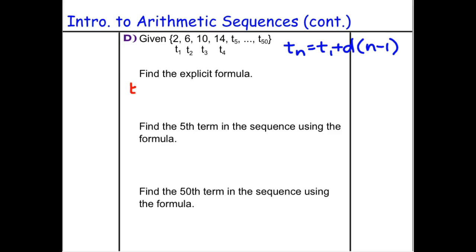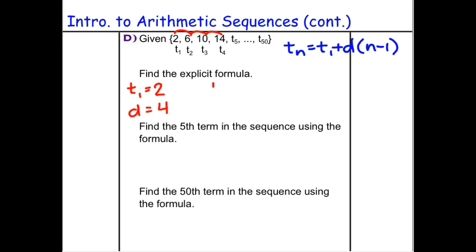So t sub 1, or term 1, is 2. We need to find the common difference. And so our common difference from 2 to 6 is 4, 6 to 10 is 4, 10 to 14 is 4, so our common difference is 4. We know that we're going to end up finding the 50th term, but remember the explicit formula is to find any term, so we do not want to stick 50 in for n yet.